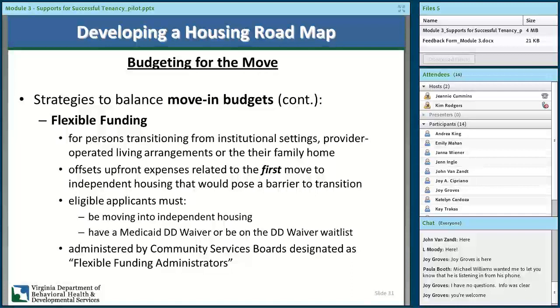Likewise, individuals who are transitioning from their family's home, an institution, or a licensed setting to a residence where the person leases the unit can request flexible funding to help with upfront expenses for the person's first move to independent housing, which would otherwise pose a barrier to making this transition. Eligible applicants must be moving into independent housing and must either have a Medicaid DD Waiver or be on the DD Waiver waitlist. Flexible funding is administered by community services boards that the Department of Behavioral Health and Developmental Services has designated as flexible funding administrators.